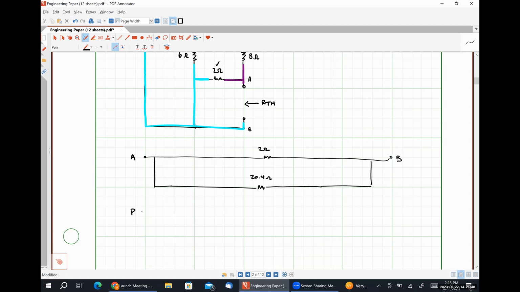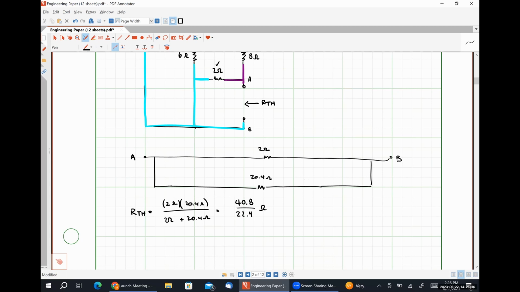And so our Thevenin equivalent resistance here is going to be 2 times 20.4 over 2 plus 20.4, 40.8 over 22.4.